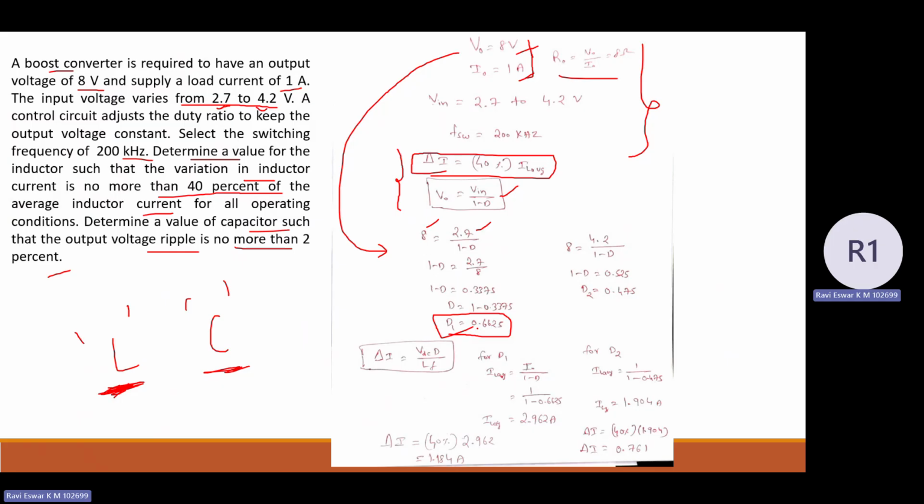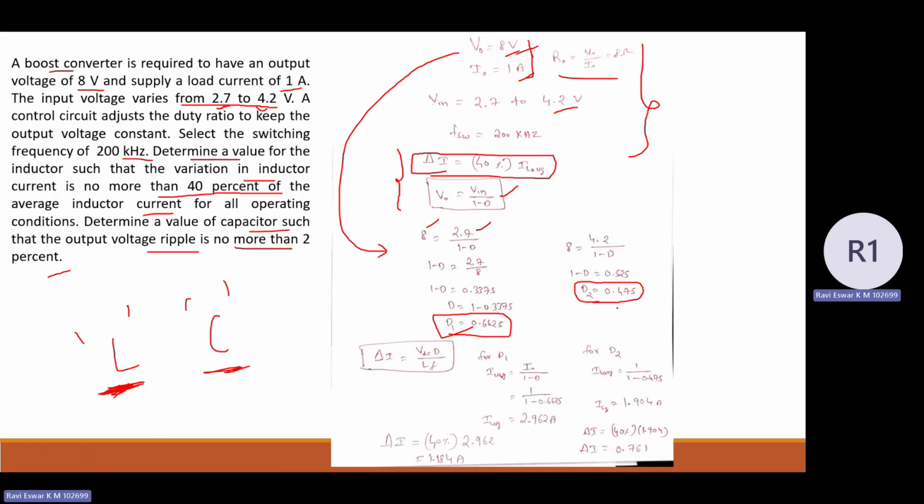And example case 2. The control circuit is going to adjust the duty to make the output voltage constant with the input voltage of 4.2; again the output voltage is 8 volt only, but here the duty ratio will change to D2. Now our target is, in any of these cases, the current ripple should not exceed 40%. Similarly, the voltage ripple should not exceed 2%. Anyway, we are getting two values of duties, D1 and D2. In both the cases, we need to satisfy this condition.